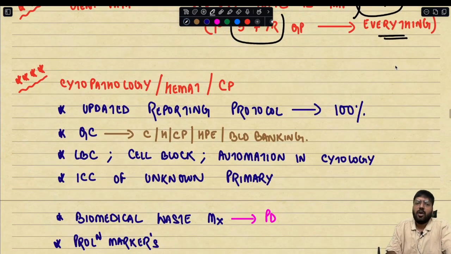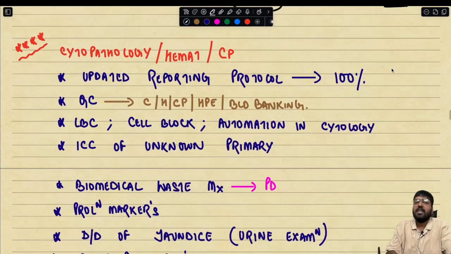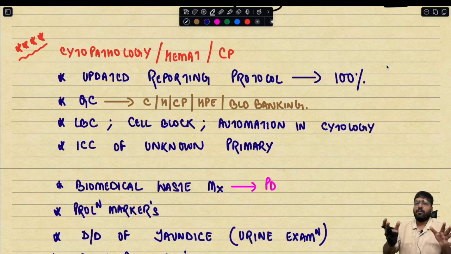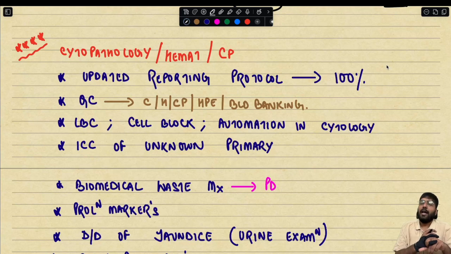Now under the section of cytopathology, okay, hematology and clinical pathology, what you should read is the updated reporting protocol. So whatever reporting protocol is there, the Bethesda system of reporting is there for thyroid and for cervical carcinoma, or the cervix reporting. Then you are having the Milan system for the salivary gland. Then you are having a different system for the lymph node.